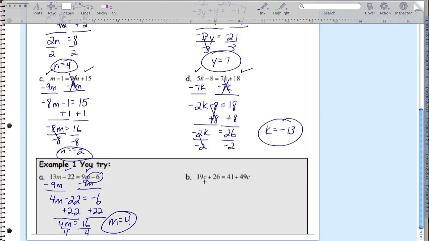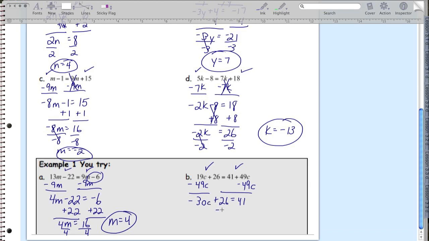Letter B. Left side simplified, right side simplified, get the variable on the same side. So I'm going to subtract this 49c. When I subtract it, 19 minus 49 is negative 30c, plus 26 equals 41. I want to get this negative 30c just down to c.